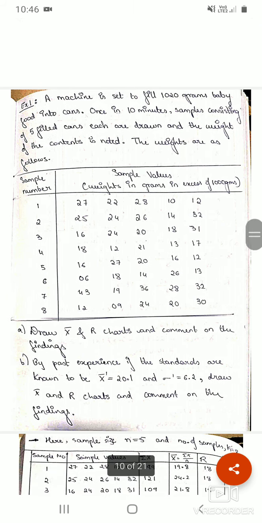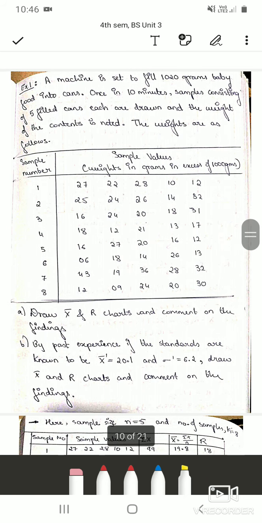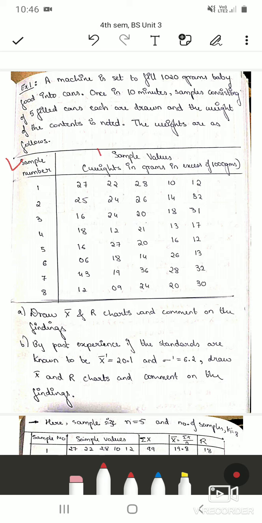So the question is, a machine is set to fill 1020 grams baby food into cans. Once in 10 minutes, a sample consisting of 5 filled cans each is drawn and the weight of the contents is noted. The weights are as follows. So here sample number is given. They are taking 8 samples, and here sample values are given of 5 cans. So in one sample number there are 5 cans whose weights are being noted.